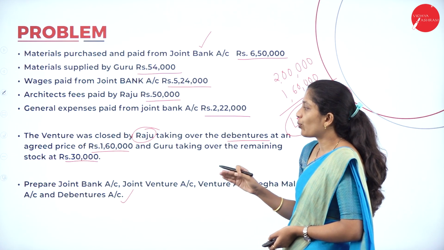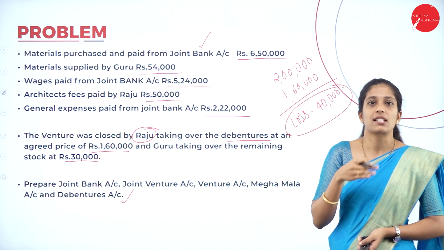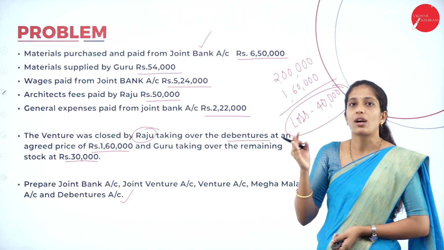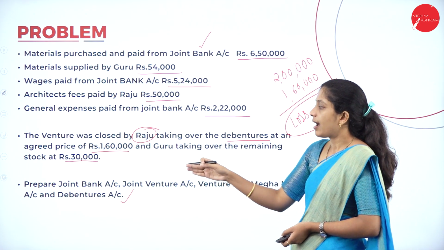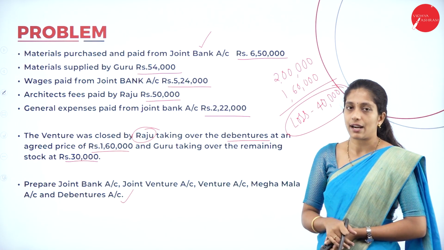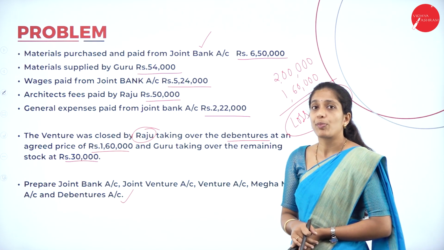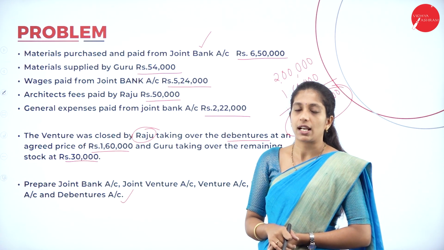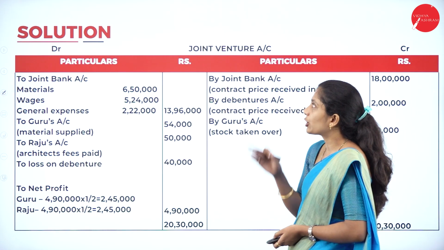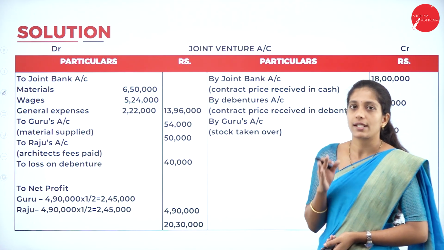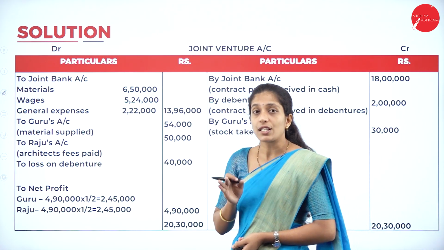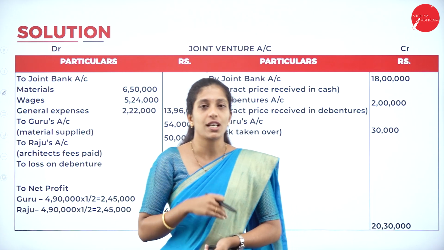Next, they have given what? Some debentures taken by one party as well as stock taken over by the other party, and they have asked us to prepare certain accounts. Now, the first account to be prepared is what? That is the joint venture account. So, how are we going to prepare the joint venture account? We shall directly go through the solution. First, we shall prepare the joint venture account.